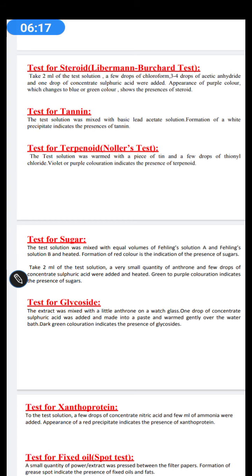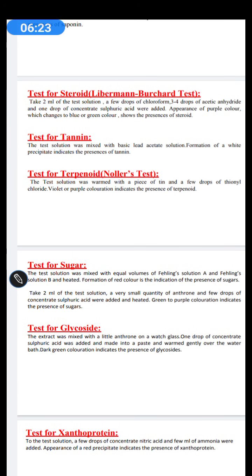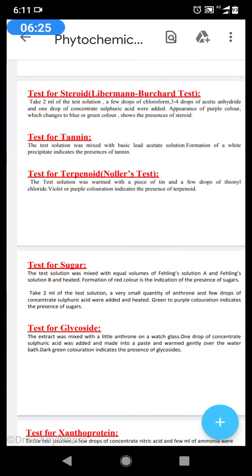Next one, test for tannin. The test solution was mixed with basic lead acetate solution, and a white precipitate forms. That is very important. Formation of white precipitate indicates the presence of tannin.